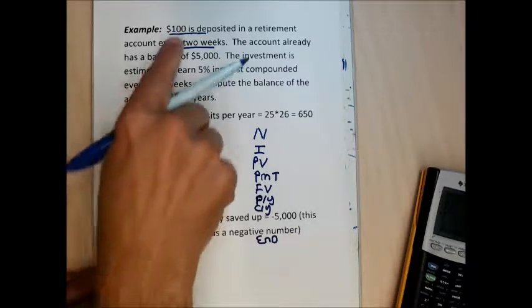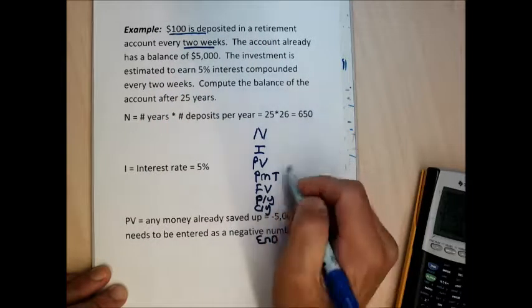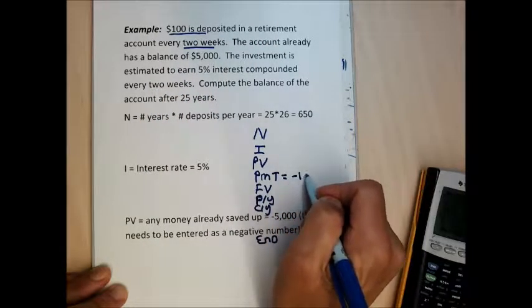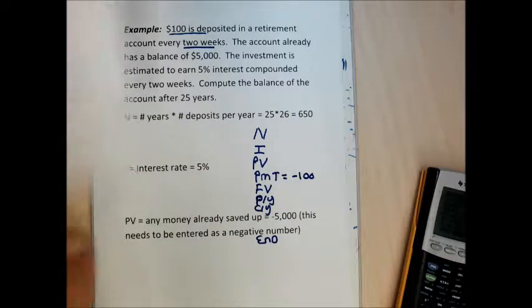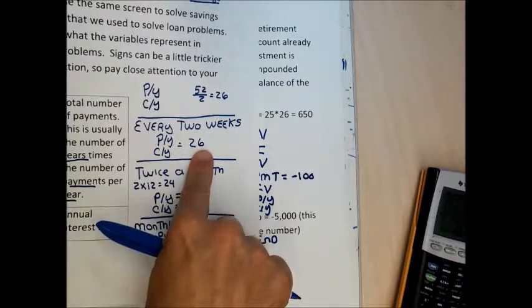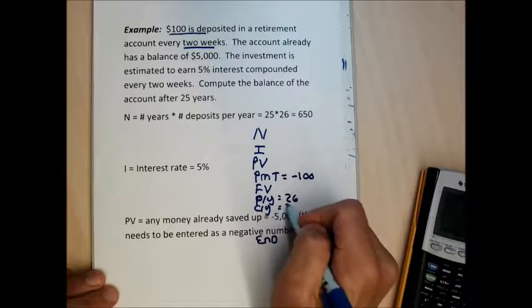So first sentence, $100 is deposited every 2 weeks. It's more than one deposit, so that's a PMT. I should put it in as a negative because it's money that's being spent. The every 2 weeks part of this gives me the PY and the CY is 26.